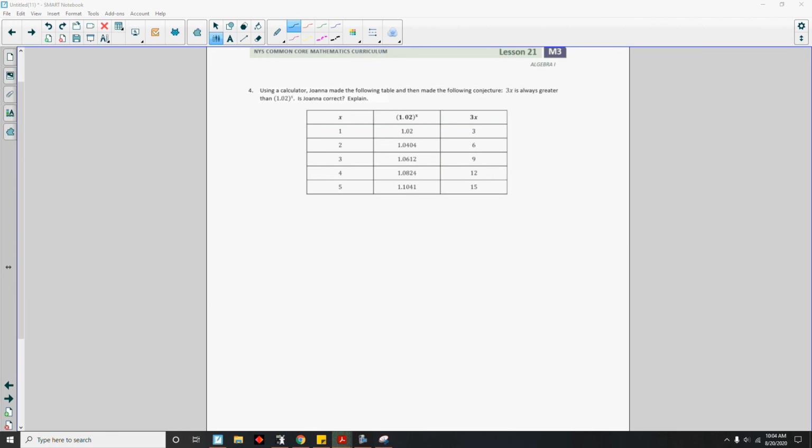Okay, page 4 brings us to problem number 4, and it says, using a calculator, Joanna made the following table and then made the following conjecture. 3x is always greater than 1.02 to the x. Is Joanna correct? Explain.